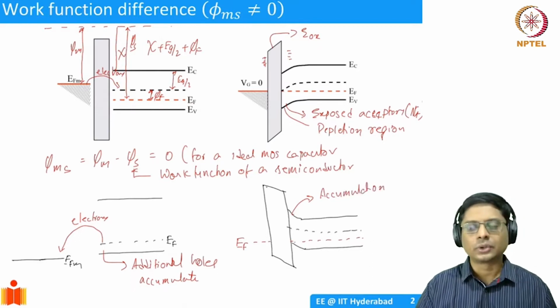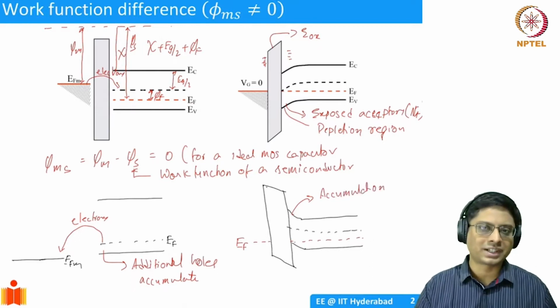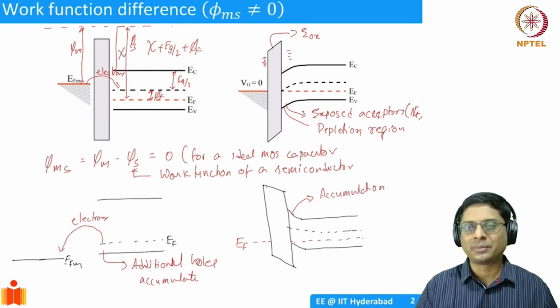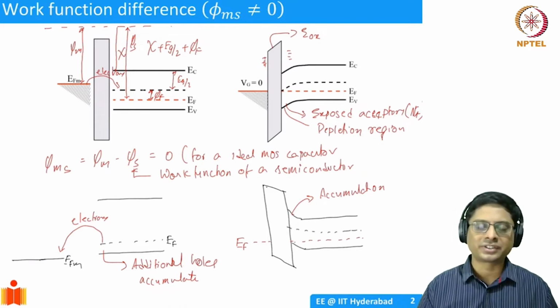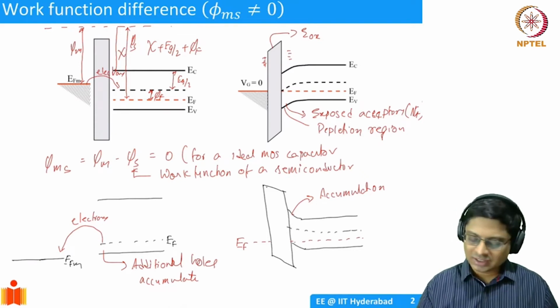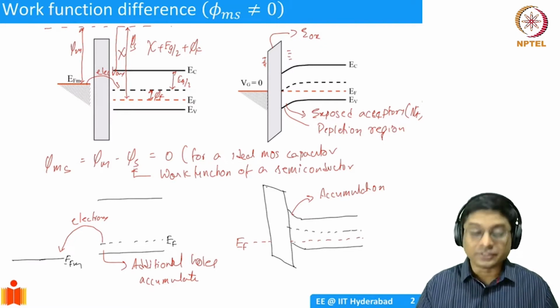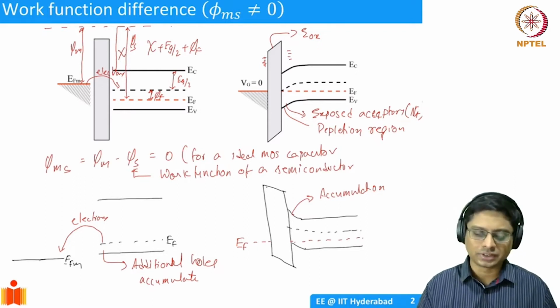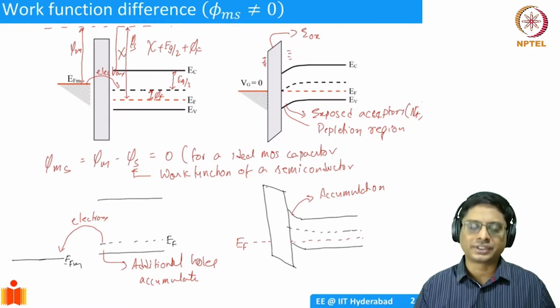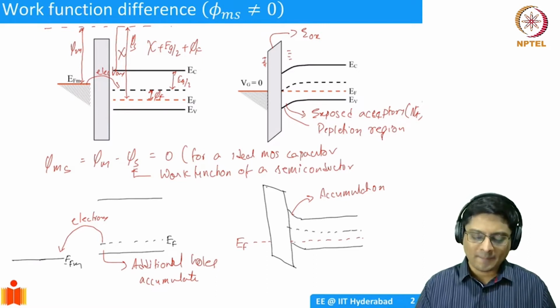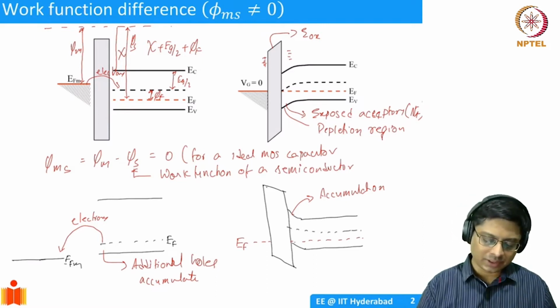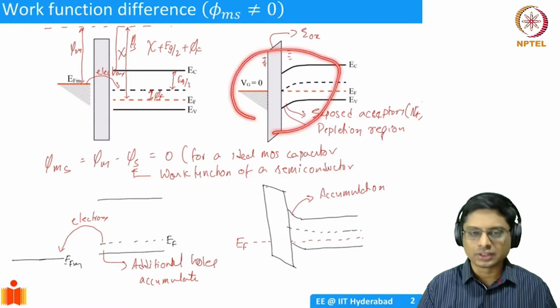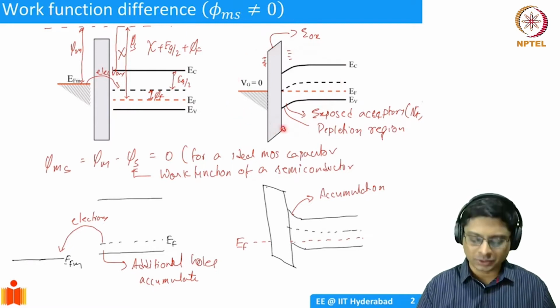So either of these scenarios can happen, or if your metal and semiconductor work function difference is very, very large, then it might even go to inversion sometimes. So this is an important aspect that we need to study. How do we account for this? Let's say you have this sort of a depleted semiconductor. What can you do to make it go back to the original state?